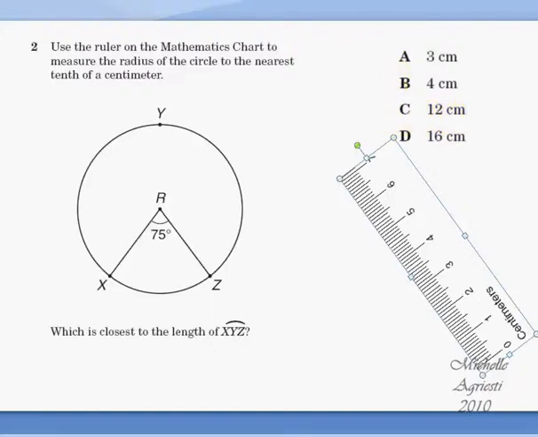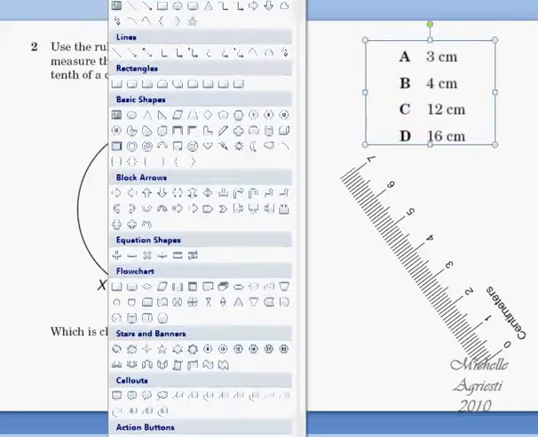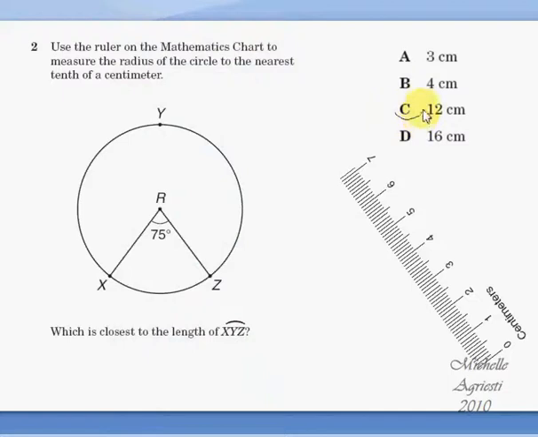And let me see if I can circle that. Oops. So our answer is C.